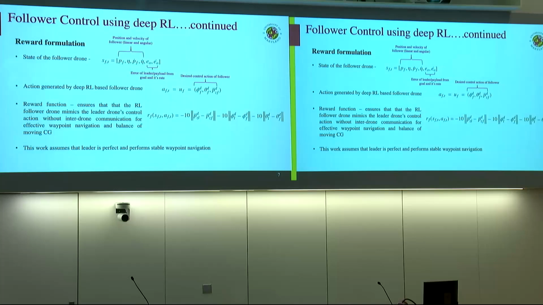And the reward is simple. The reward function is formulated in such a manner that the follower is going to try to mimic the leader. So the leader is perfect and the CG is moving. So if you can mimic the leader properly, the CG will automatically get balanced. If the leader is perfect in stabilizing the system, all you have to do is mimic the leader. So the reward function is formulated in such a manner that PZL is the control action of the leader and PZF is the control action of the follower. And you take the error between the two, and that gives you the reward function.